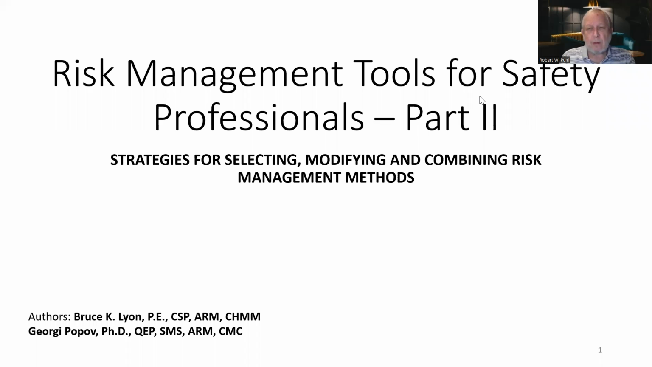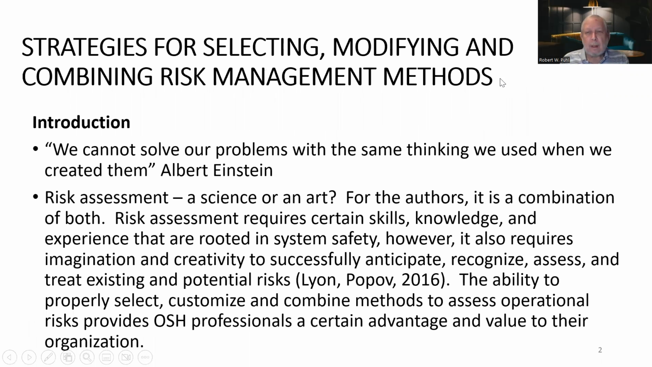All right, we're done with the numbered chapters. Now we're in the second part of this book, part two, which is II. I'm using Roman numerals now, which we can handle. So let's get started on it. It's called Strategies for Selecting, Modifying, and Combining Risk Management Methods. Introduction. We cannot solve our problems with the same thinking we used when we created them. That's good advice, and it comes from a pretty smart guy, Albert Einstein.